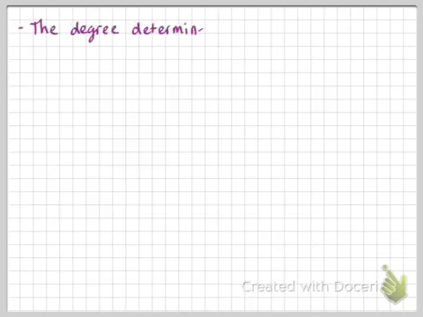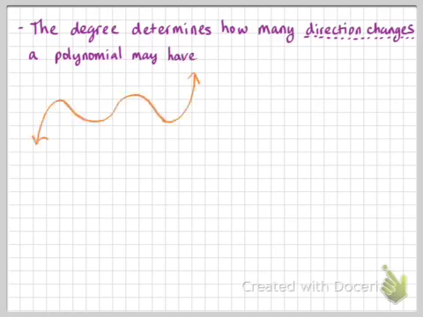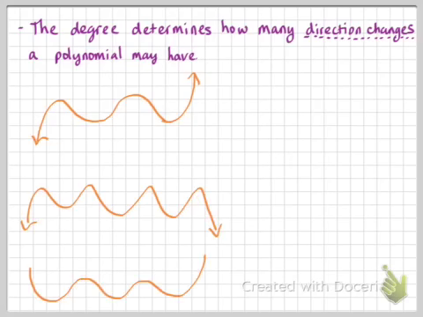Now, the degree determines how many direction changes you could possibly have between your two end behaviors. So the leading coefficient determines end behaviors, and the degree determines the number of possible direction changes. For instance, let's take a look at this polynomial, and this polynomial. See how general these sketches are? I can tell a lot about these, even though I don't even have them graphed on a coordinate plane.